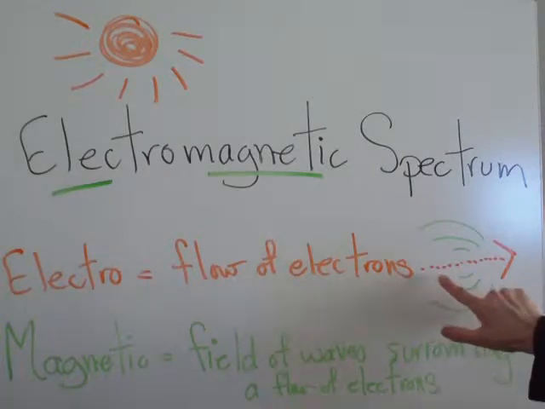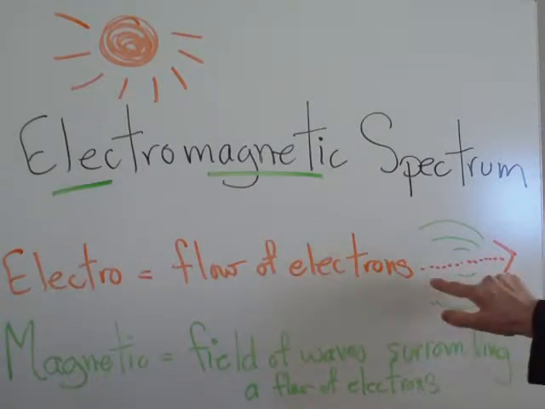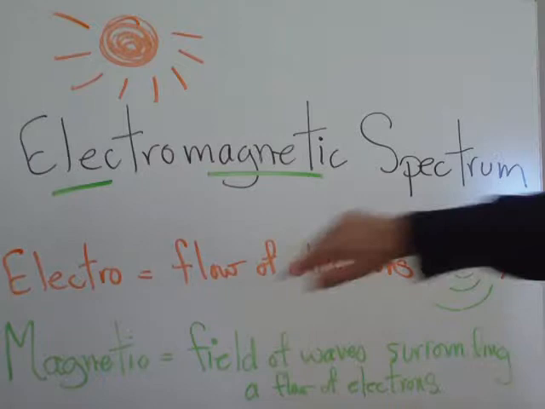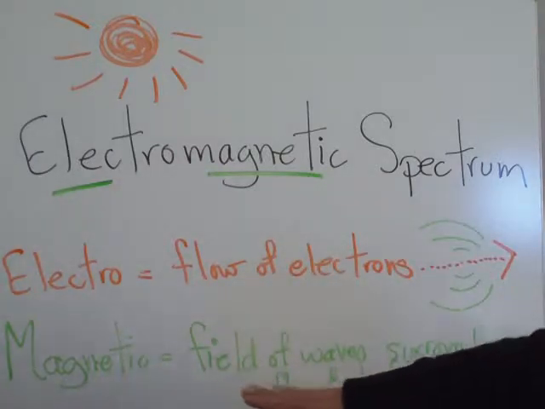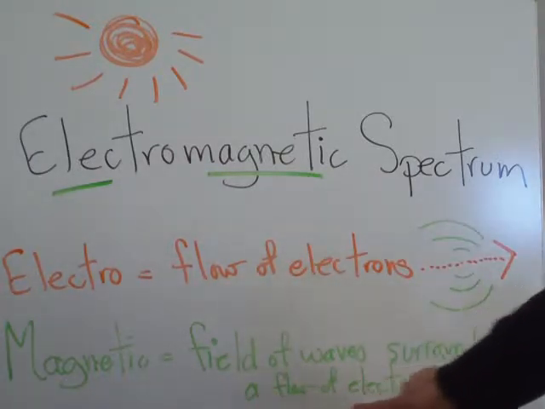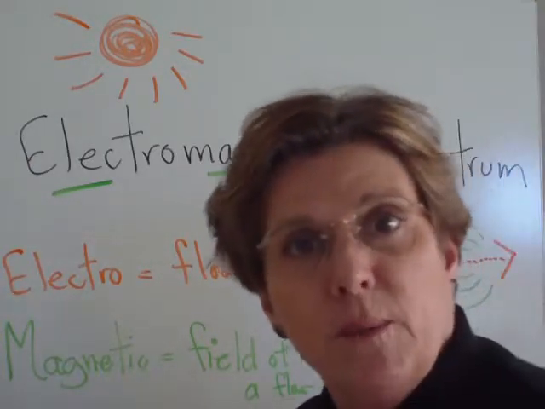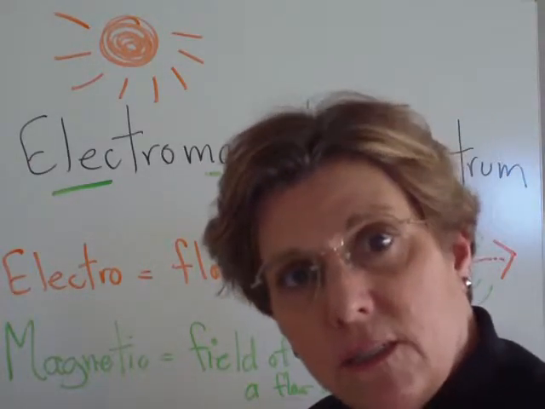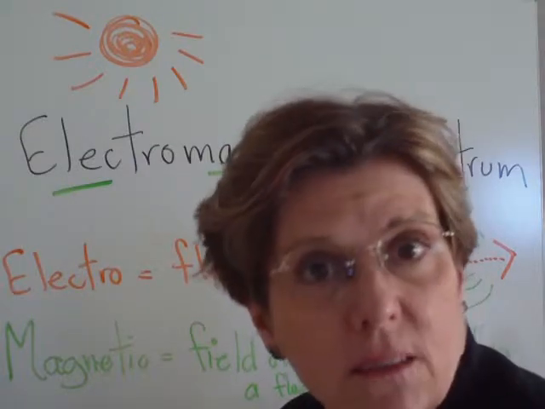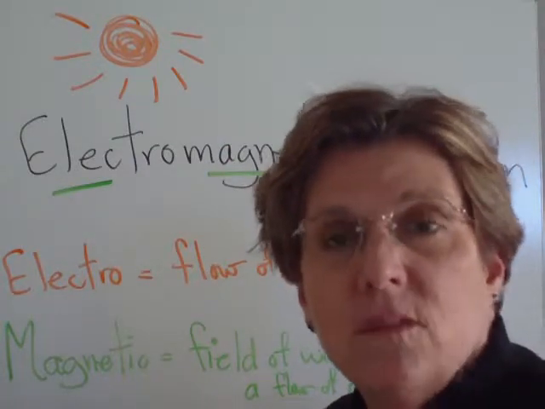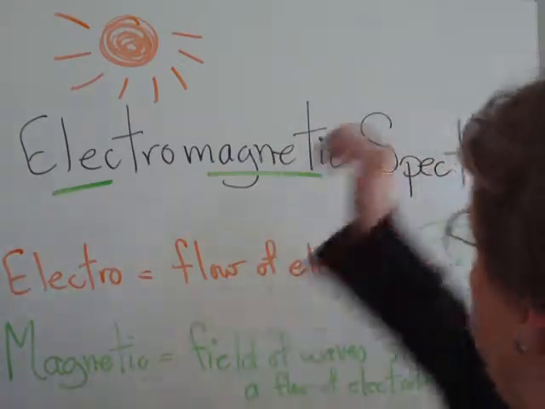So here I have these tiny little dots representing electrons moving. Magnetic equals a field of waves surrounding the flow of electrons. So, it just so happens when electrons are in movement, they create electricity from the particles moving, plus they create magnetic waves as they move.